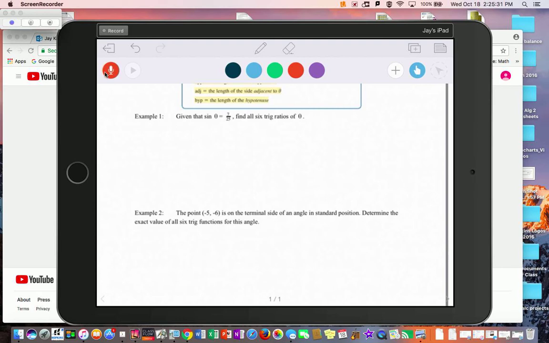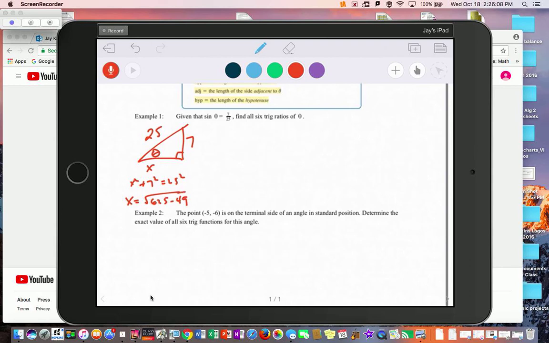So in the first example, I'm just going to draw an arbitrary triangle. I'm going to put a right triangle there, and put theta in one of the angles. Sine is opposite over hypotenuse. So we're going to use our Pythagorean theorem to find the missing side, and you can set up the equation if you like. X squared plus 7 squared is equal to 25 squared. So x will be the square root of 625 minus 49.